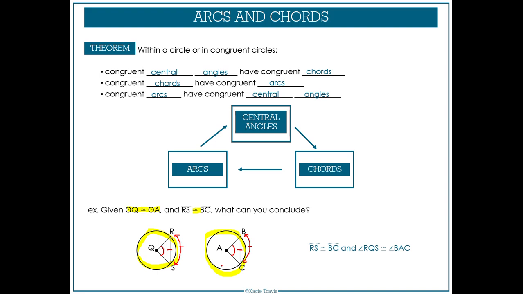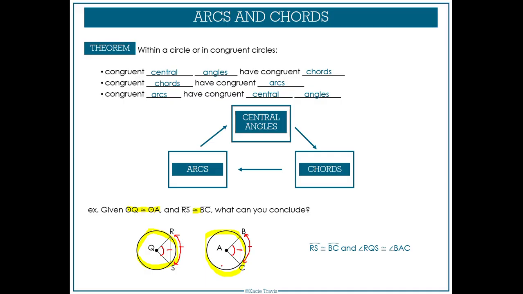These arcs, RS and BC, are also congruent. And these angles, RQS and BAC, are also congruent. Okay, so if it seems easy, it's just because we're getting used to it. You're trusting it, you're not letting it go through and make you panicked.